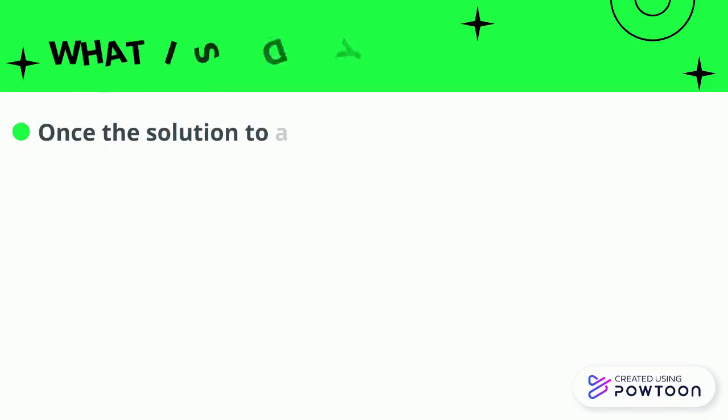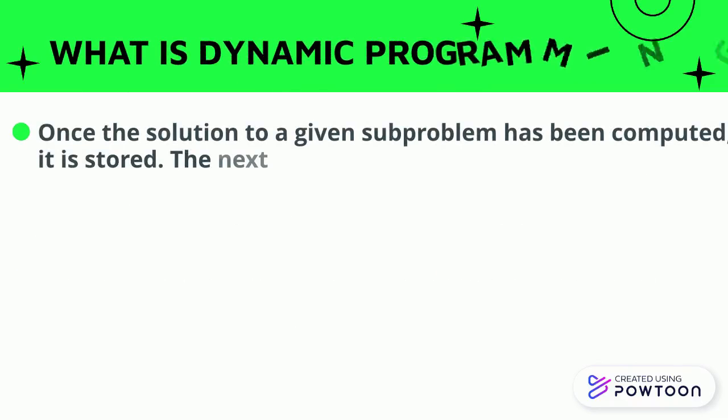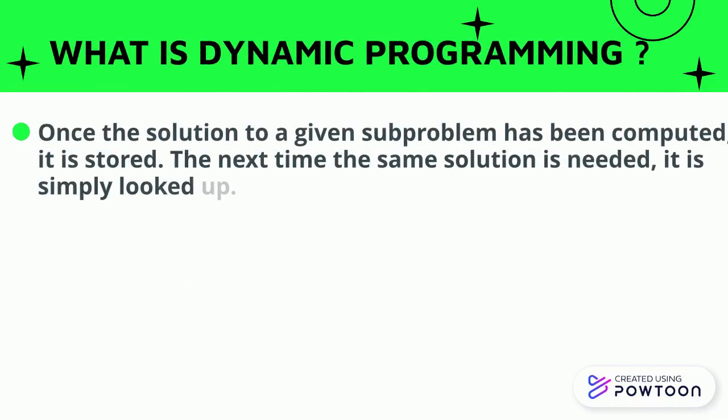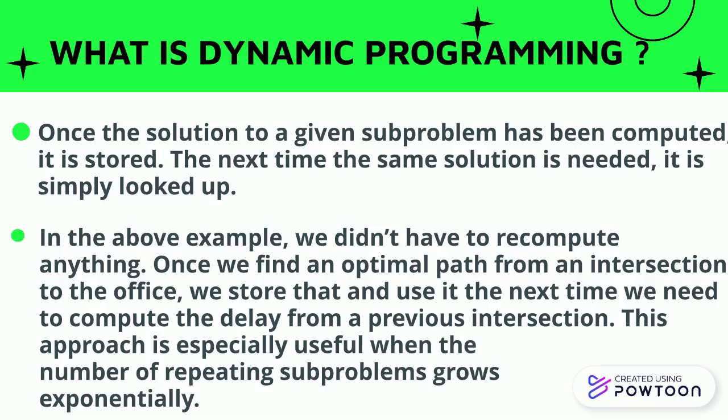And once the solution to a given subproblem has been computed and stored, the next time the same solution is needed, it is simply looked up. In the above example, we didn't have to recompute anything. Once we find the optimal path from the intersection to the office, we store and use it the next time we need to compute the delay from a previous intersection. This approach is especially useful when the number of repeating subproblems grows exponentially.